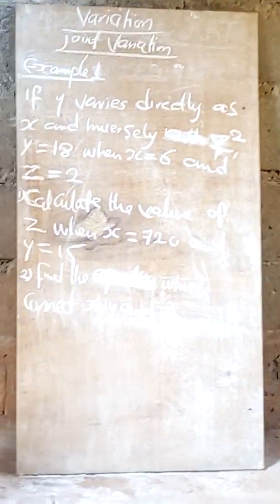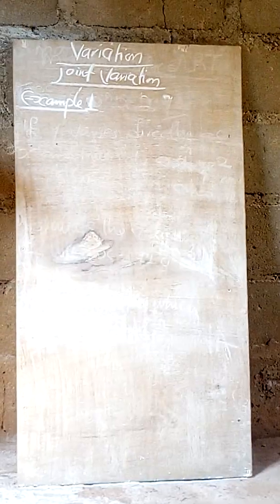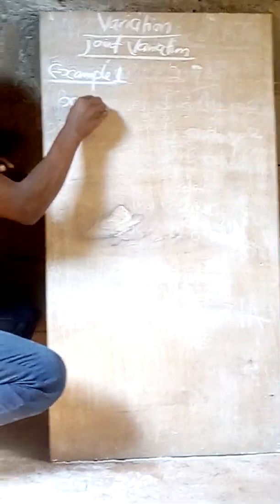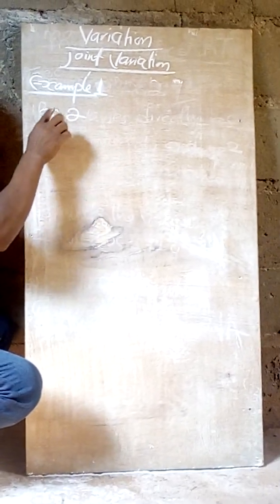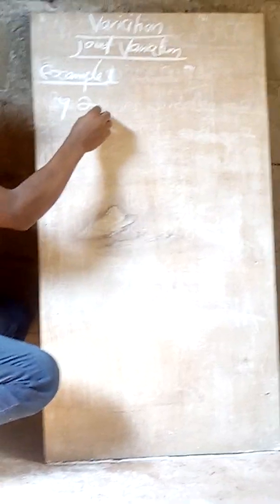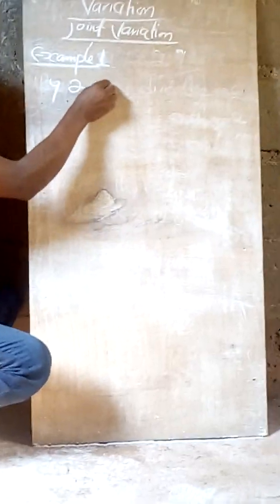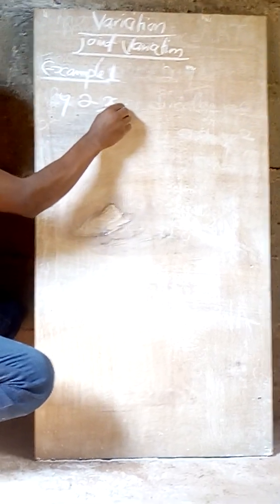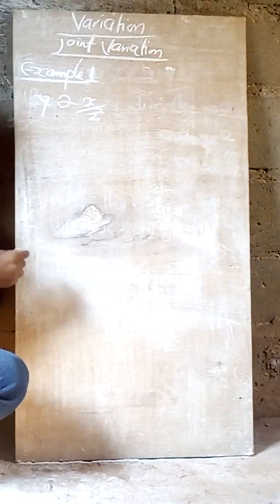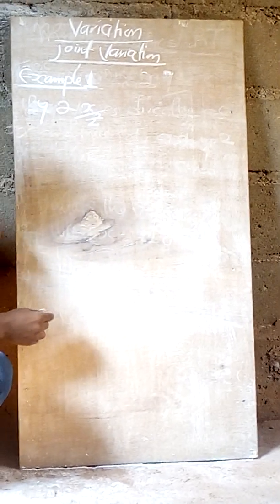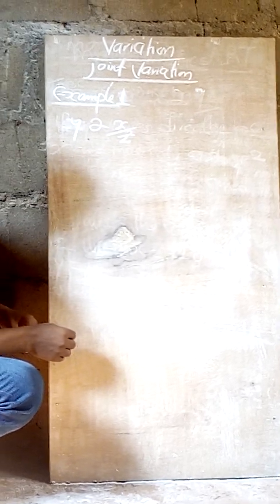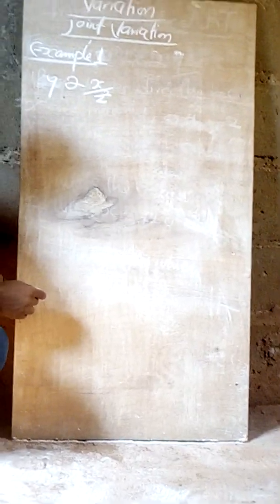So I'm looking at x, y, and z, right? They said if y varies directly as x, and inversely as z square, right? Z square. Calculate the value of z when x equals 720 and y equals 15. Thank you very much.